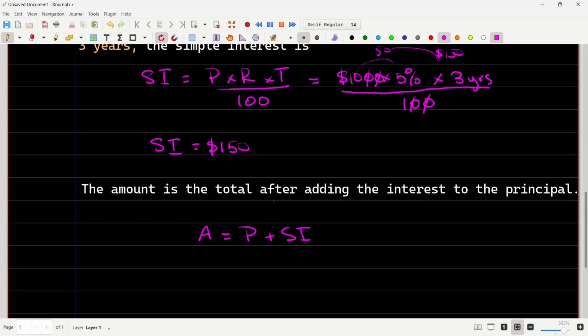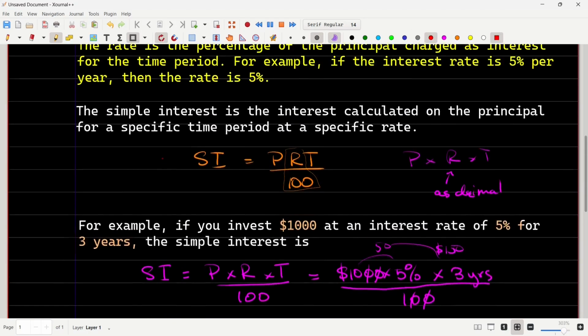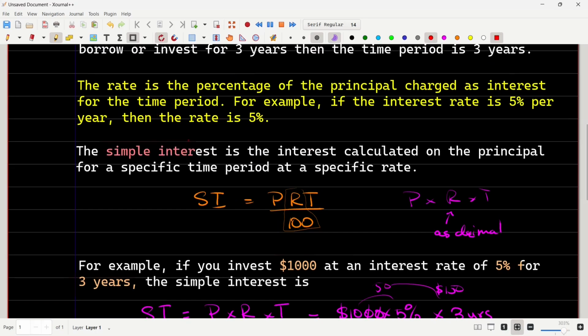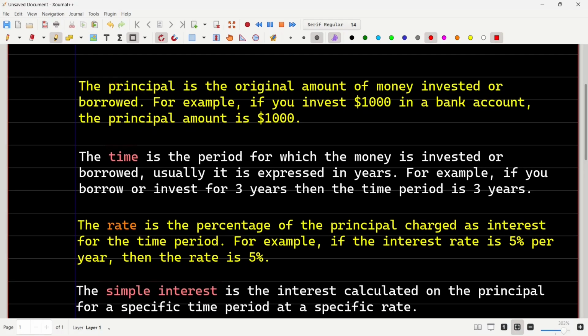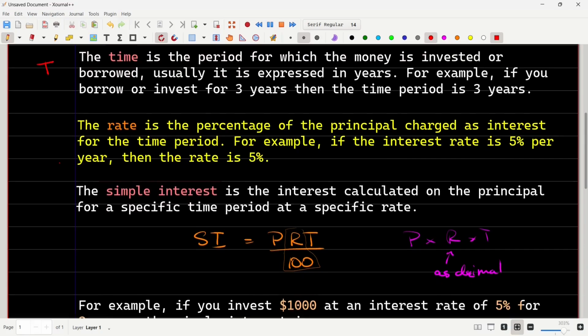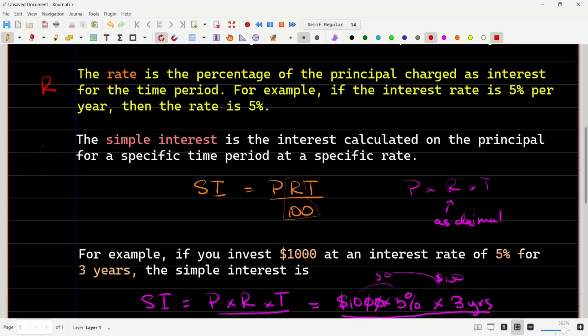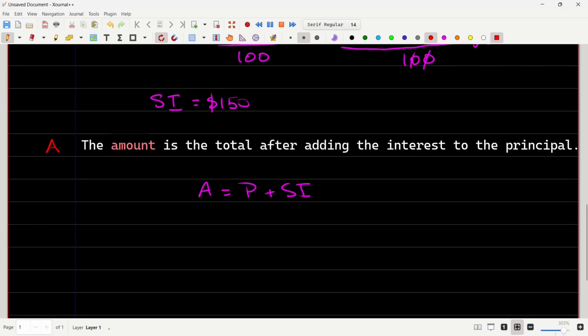And now that I reach all of this, you know what I should do? I should probably highlight these and put a label for each one of them. So that's the amount, and then we have the simple interest, the rate, the time, and the principal. So I'm going to write a symbol for each of these: principal with a P, time with a capital T, rate with a capital R, simple interest with SI, and the amount, which is A.